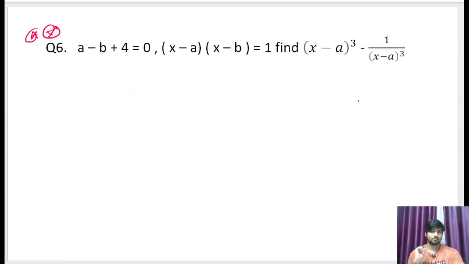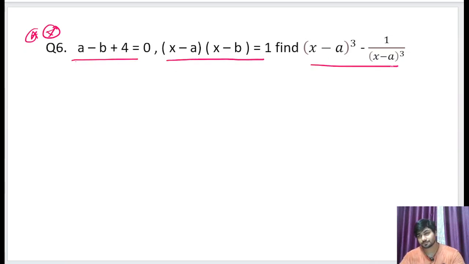Let's go. Let's go to this very interesting question. There are two equations given and I need to find something here. How to approach this question? Let me explain this to you.